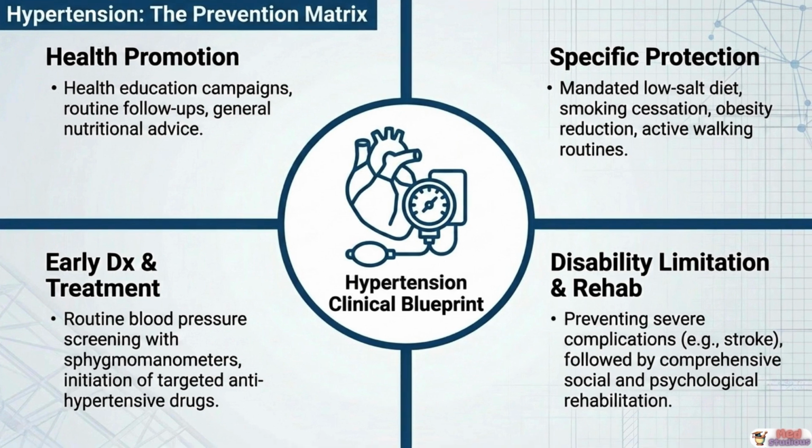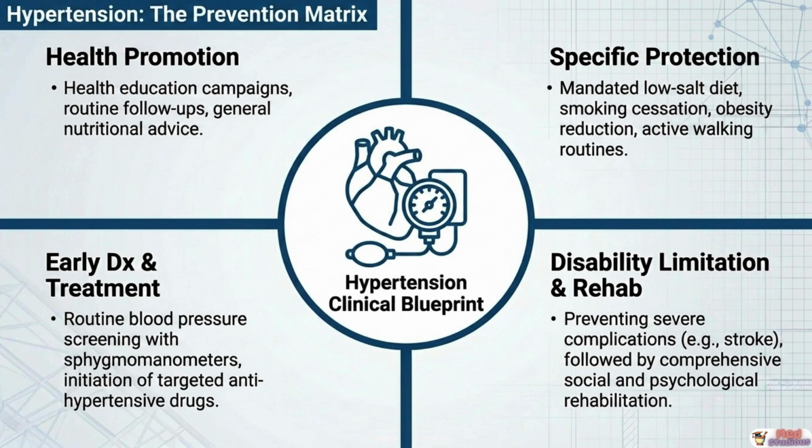Hypertension, sustained elevation of blood pressure above 140/90 millimeters Hg, is the world's leading modifiable risk factor for cardiovascular disease, stroke, and renal failure. The WHO estimates that hypertension affects approximately 1.28 billion adults globally and causes 7.5 million deaths annually. Applying the complete prevention framework to hypertension demonstrates perfectly how community medicine operates across all levels of the natural history of a non-communicable disease.